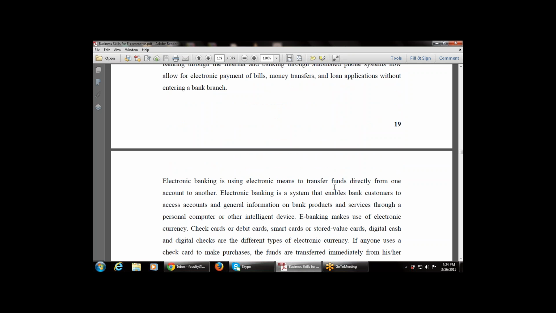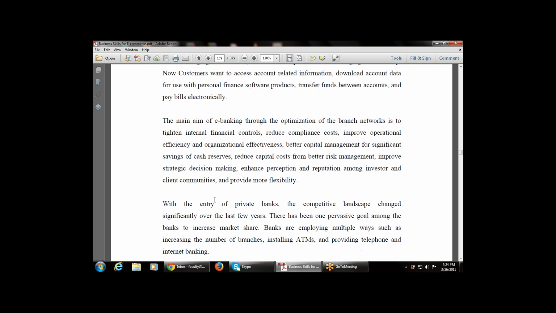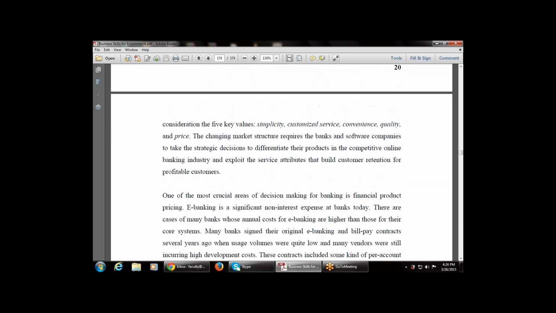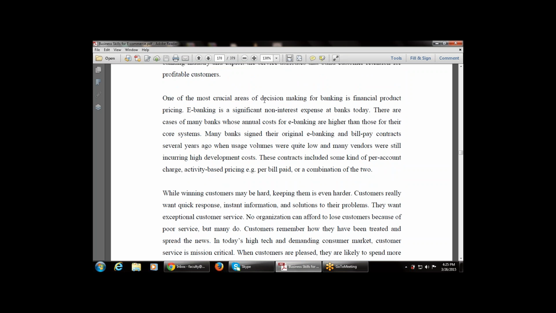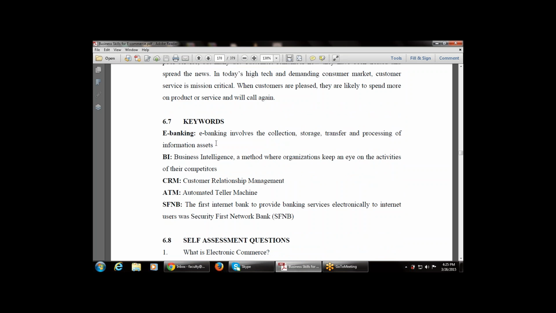Electronic banking is using electronic means to transfer funds directly from one account to another account. That is the e-banking that we have studied in this chapter. Then one of the critical issues of decision making for banking is financial product pricing. What is financial product pricing?